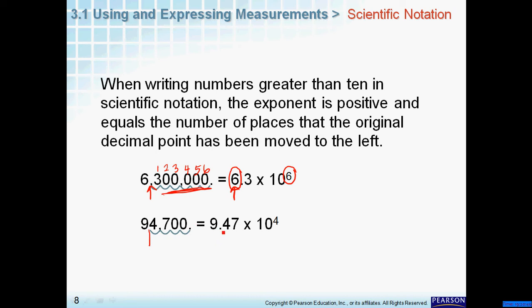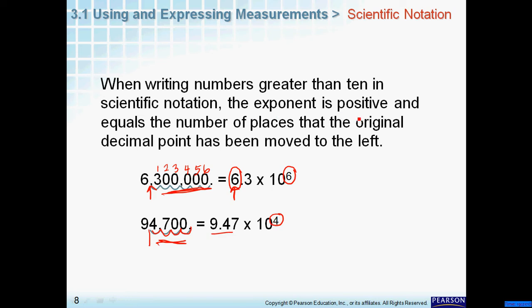You see where it goes, between the 9 and the 4. So I have 9.47. All the extra zeros we can leave off. 9.47 times 10, and to figure out our exponent, how many places do we have? I have 1, 2, 3, 4 places, so my exponent is a 4. This whole number is bigger than 1, so my exponent is positive.